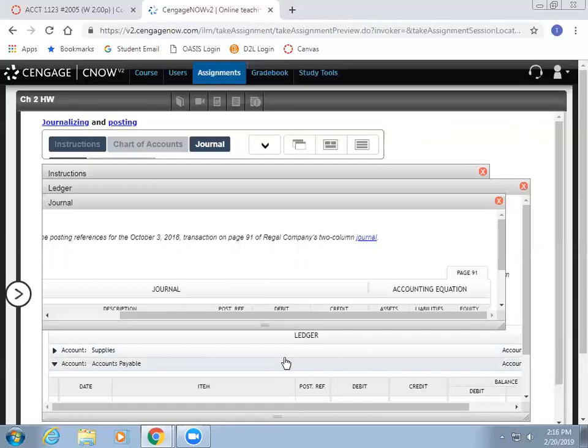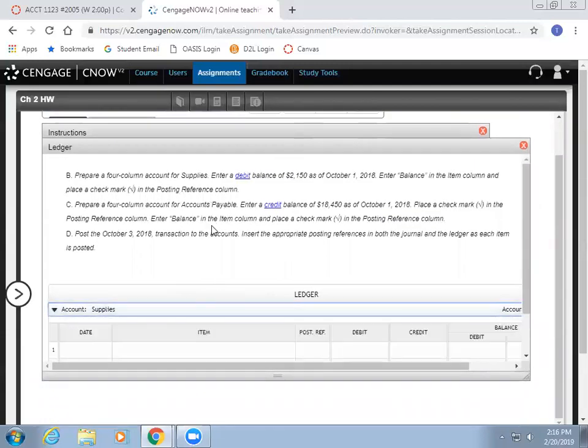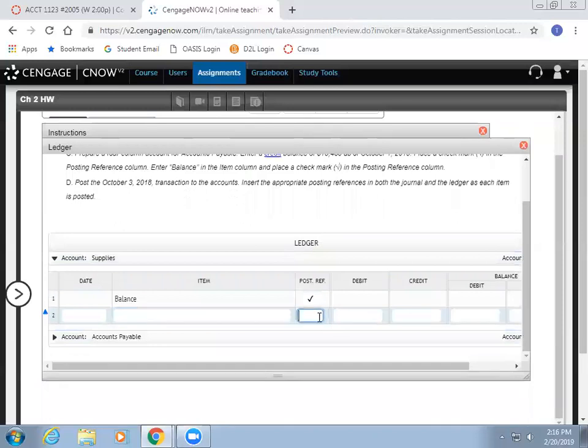So do we put a check mark or a number? On the first line where it's a balance, for example on your ledger for supplies, when it tells you to enter a debit balance of $21.50, you'll put a check mark on that first line because it's a balance. But on the second line, it'll be your journal page number, because that's a transaction that you've actually journalized. So it's always a check mark if it's a balance.